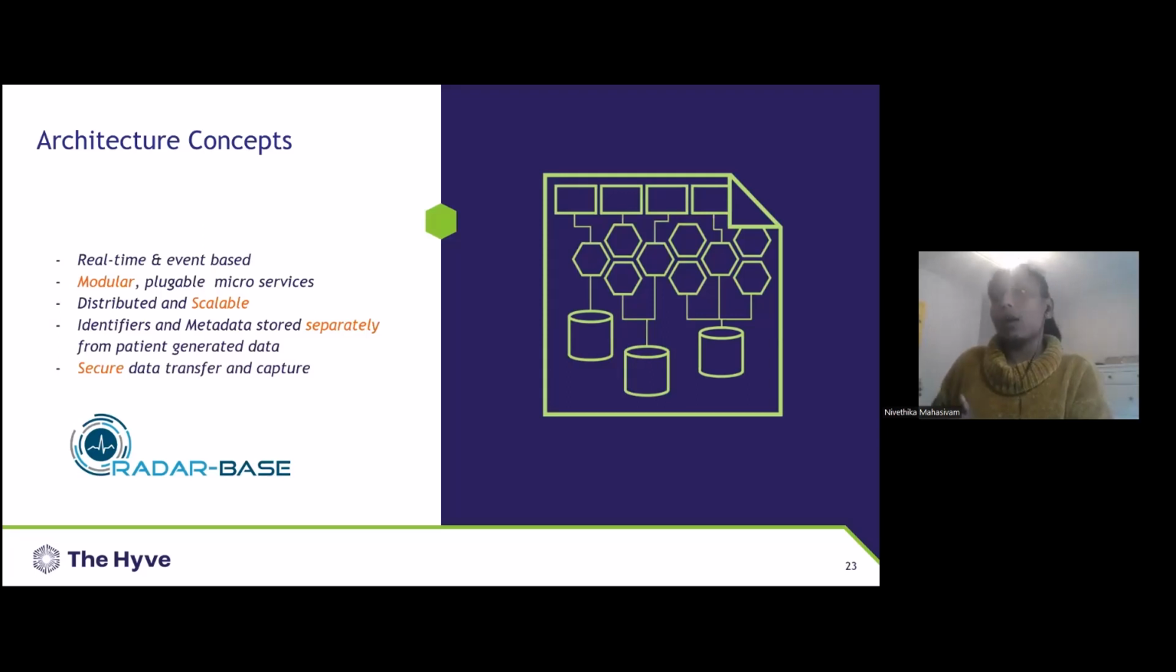And then the second one is it's modular and pluggable, and we also use microservices to address if there should be a new feature. So for example, there are different levels of data ingestions, as I explained. So the platform is built in a way that if you have to add support to a new device, then you have to either add a new module or you have to extend a plugin in a particular module. And the platform is distributed and scalable, as I said.